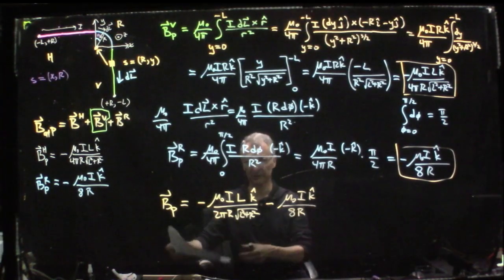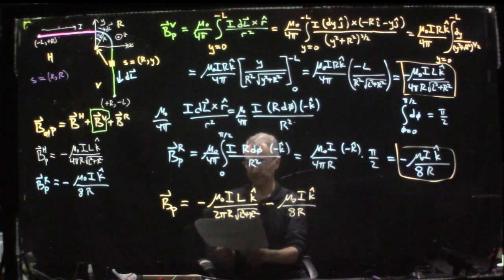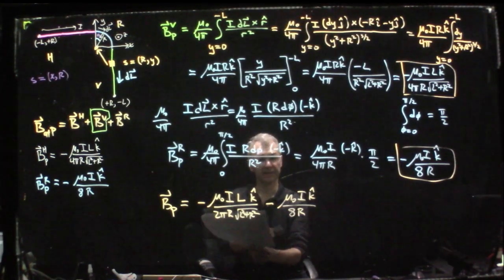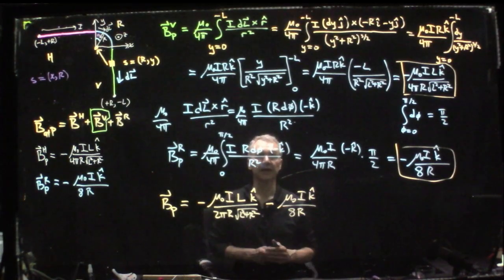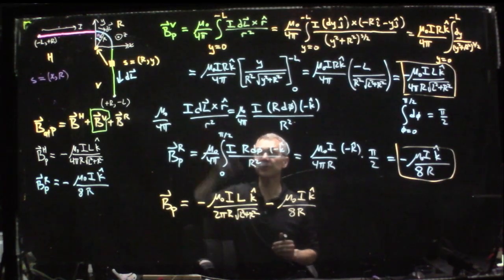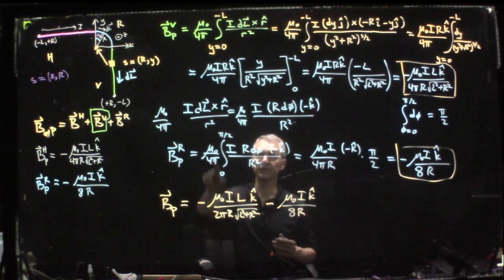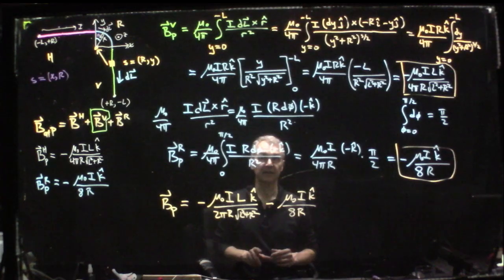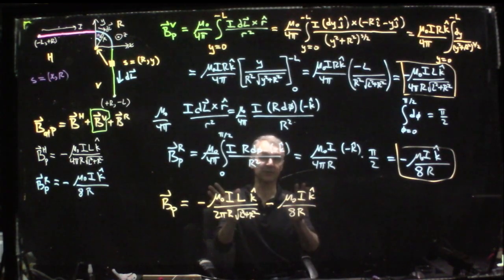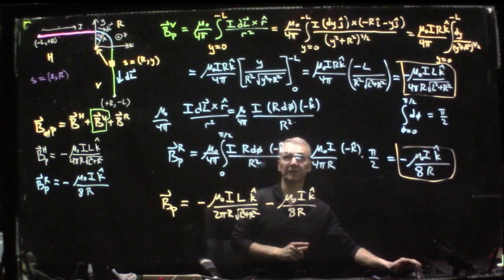I'm not sure that's worth the trouble, but you can do it if you want. Let me just double check that we didn't write anything down incorrectly. Minus mu naught I L k hat over 2 pi r root L squared plus r squared, that's fine. And that other term is minus mu naught I k hat over 8r. That's fine. I could show you how to do the circular arc part with unit vectors, even though this is really the much simpler way. So you can stop, this is good, but if you want to see me do it with unit vectors, you can keep going another few minutes.